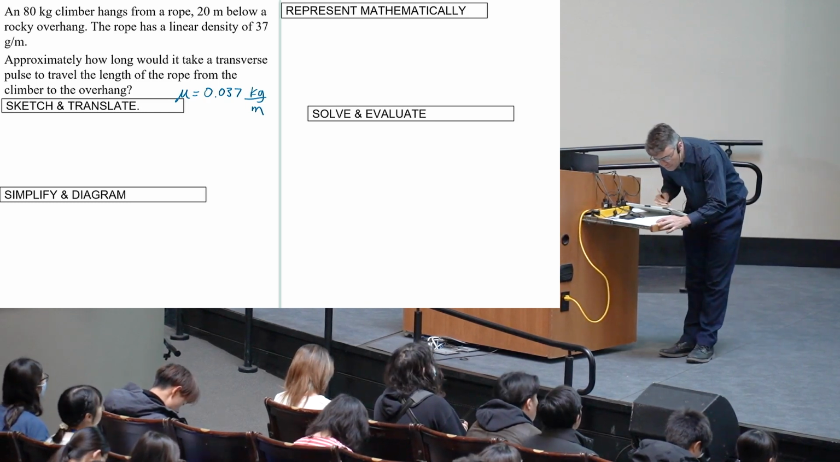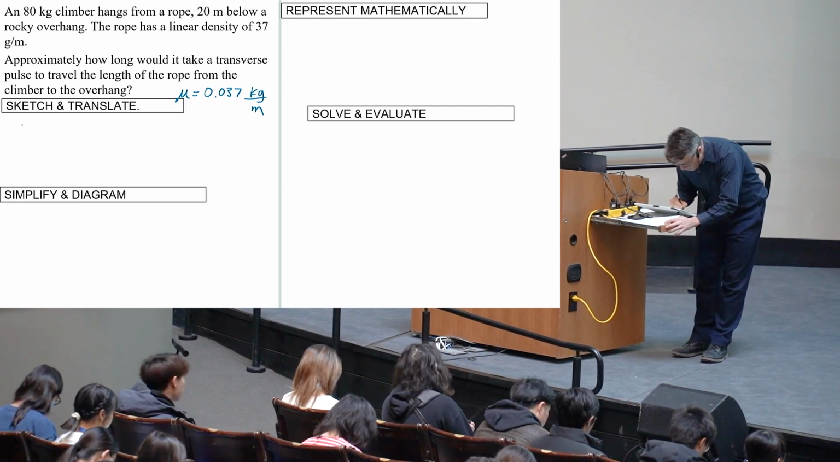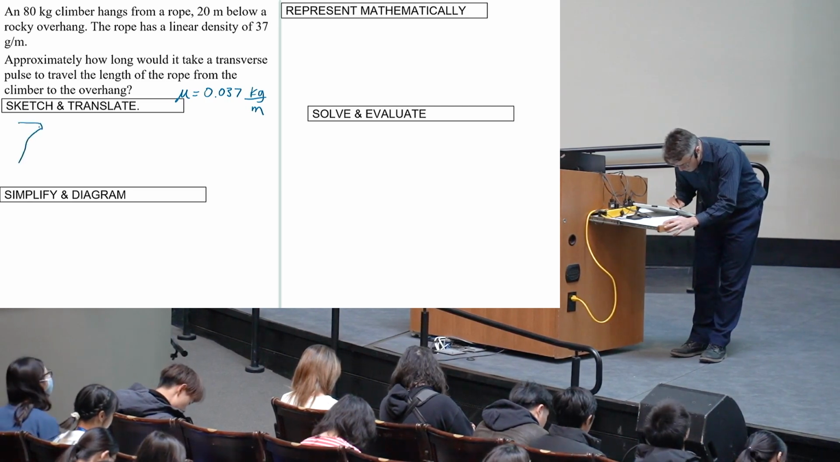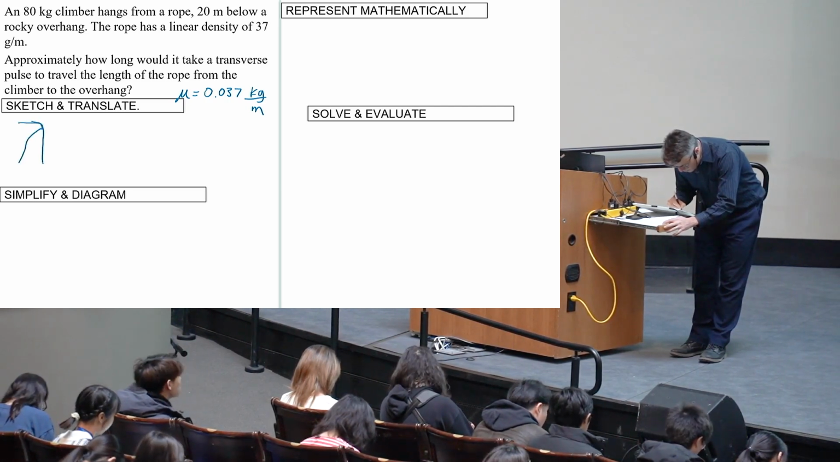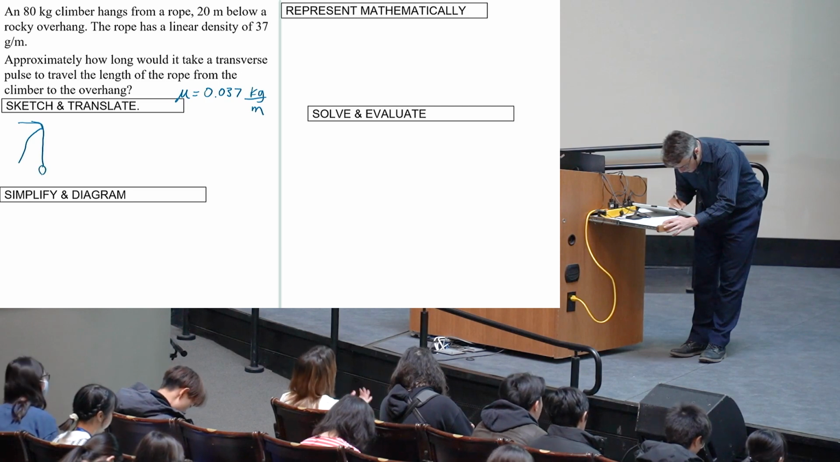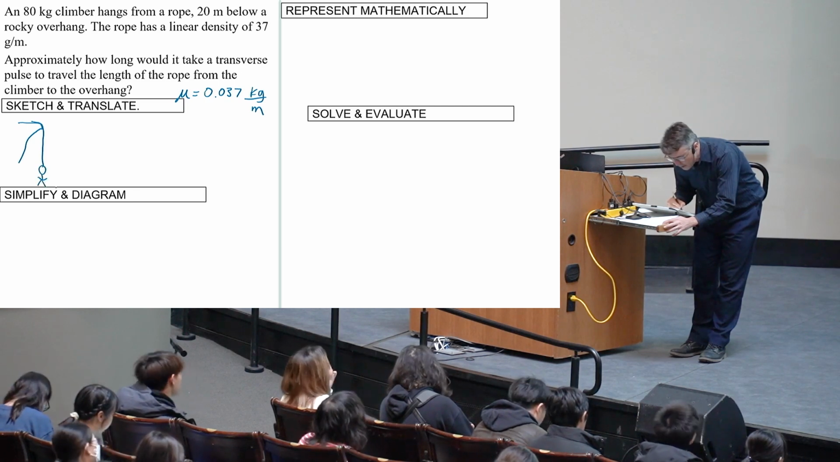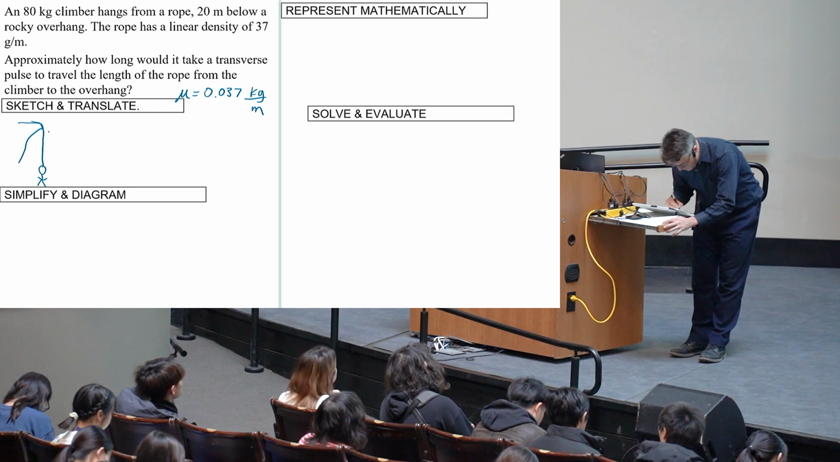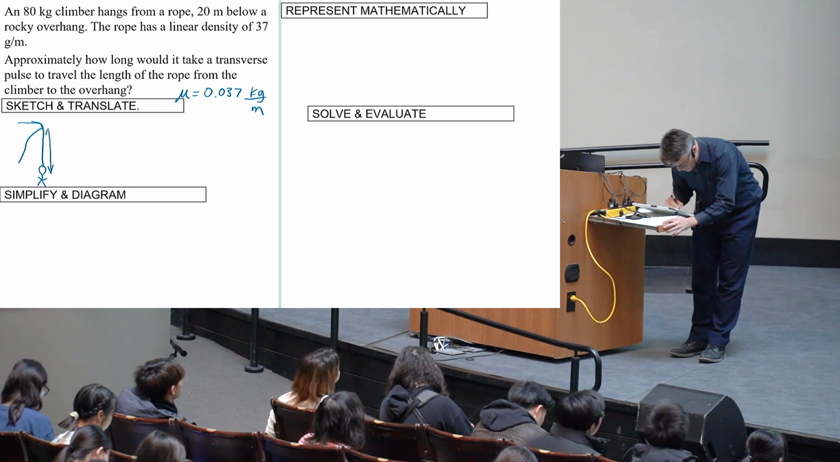Somehow there's a rocky overhang, if you can imagine, and the rope hangs over like this, and there's a climber dangling from the rope somehow. And it's a 20-meter distance.